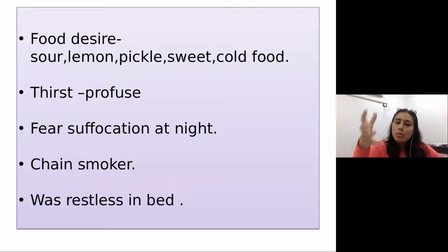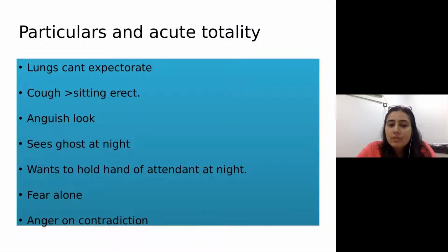One was I will take the whole history of the patient right from his birth till today, and the next thing we can do is take an acute totality of the patient. In such cases, when you approach a very critical case in hospital, where the patient is fighting life and death, you have very less time to solve it. You have to just observe and take acute totality.